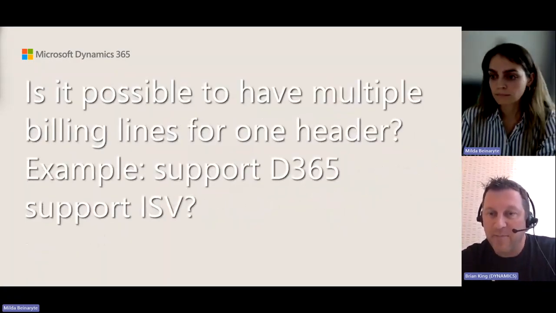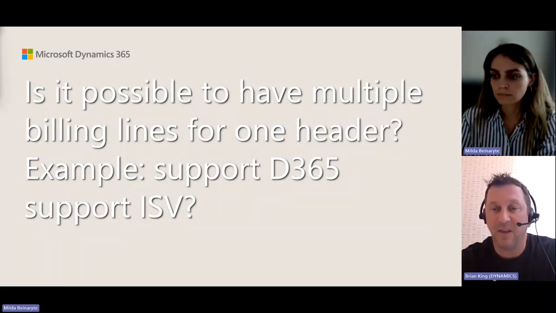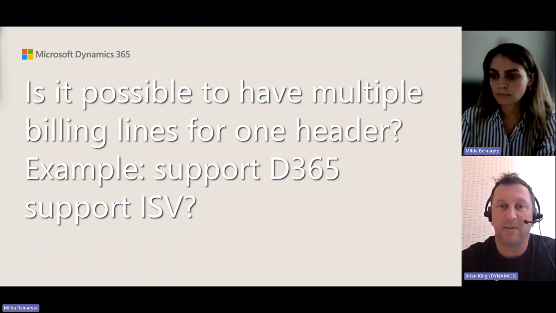Is it possible to have multiple billing lines for one header? Example, support D365, support ISV. Yes, you can have multiple billing lines on there. So no limitation as far as the number of billing lines. For instance, you might have some that span the first year of a particular project, some that span later years of a project. You could have a one-time thing, just like we talked about a moment ago too.